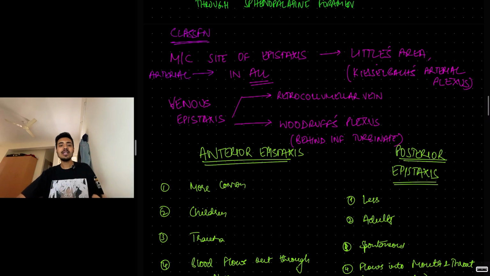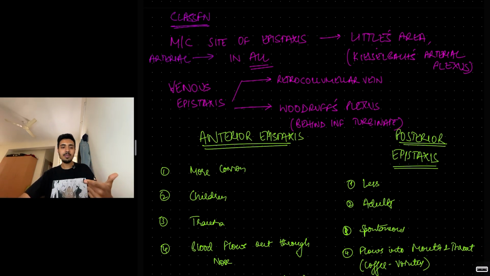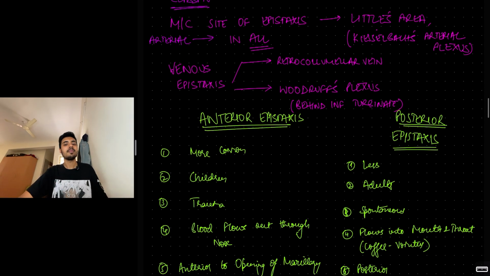So the first classification is arterial epistaxis and venous epistaxis. In arterial epistaxis, the most common site is Little's area, which has the arterial Kieselbach's plexus. It is the most common site of epistaxis in everyone, adults, children, whomever you take.